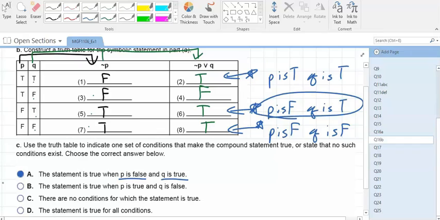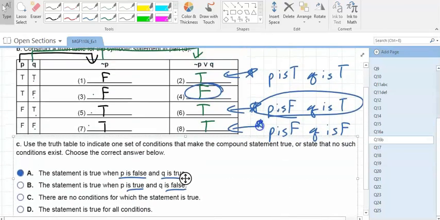Because if you look at the next guy, it says P is true, Q is false. That's not over there. It's either true, true, false, true, or false, false that we want. So that answer's thrown out. There are no conditions when we're true. Well, that's not right. We have 3 of them. And the statement is true for all conditions. That's not right, because we have a false condition that's right here. So you see how you just narrow down your answer. All right, so there is number 16.